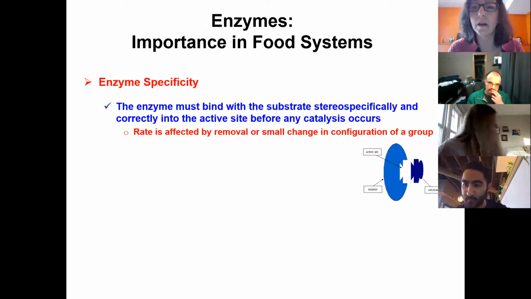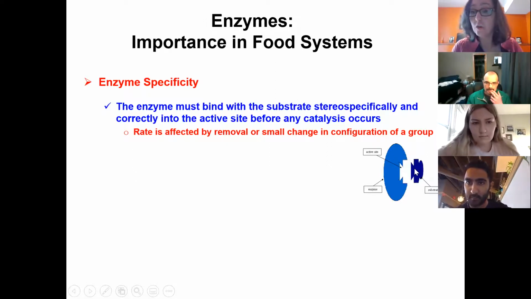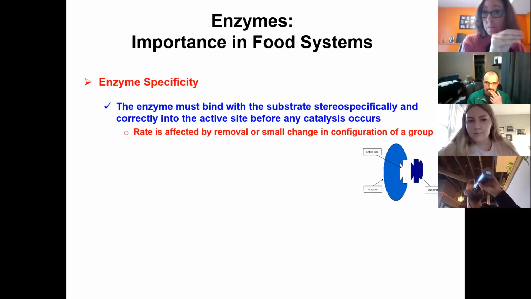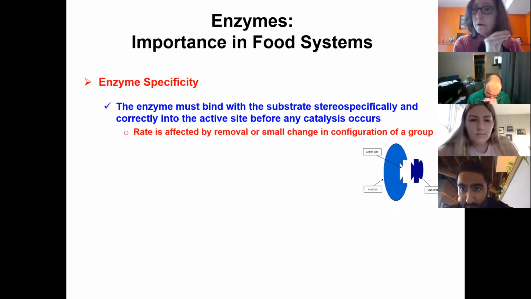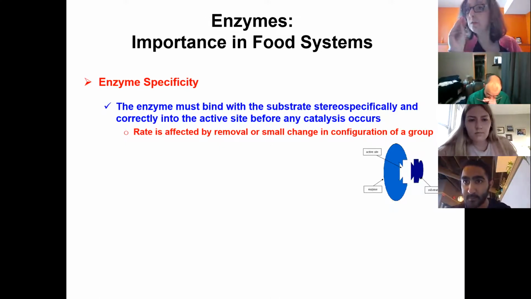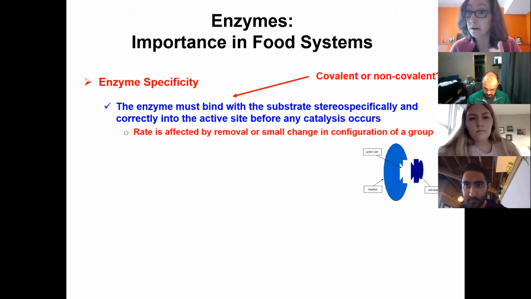So you have the active site here, and the substrate has a binding site. Not any part of the substrate is going to bind to the enzyme. There's a specific part of that substrate that's going to bind to a specific part of the enzyme. One is called the active site of the enzyme, and the other is called the binding site of the substrate. So there should be some interaction. Now, is it a covalent or non-covalent interaction that occurs between the enzyme and the substrate?